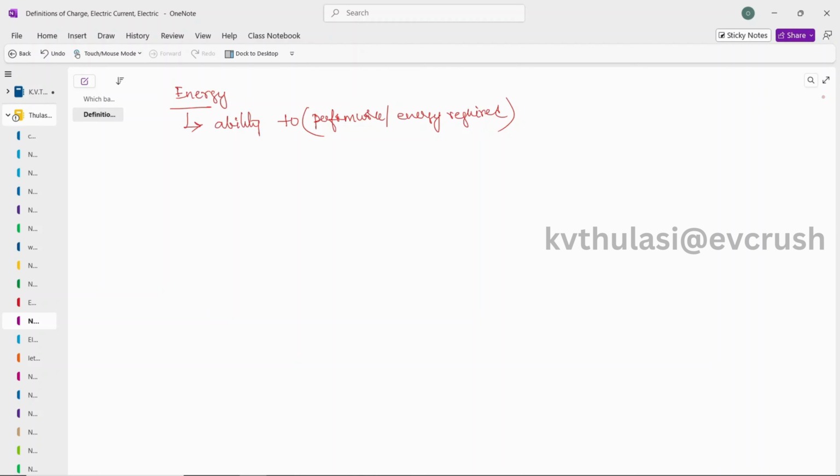Okay, so here we are going to define the electrical energy. W is equal to the product of power into time.